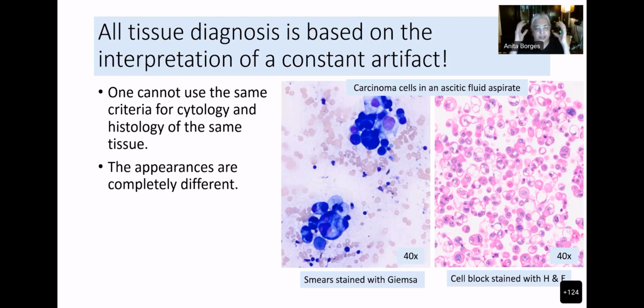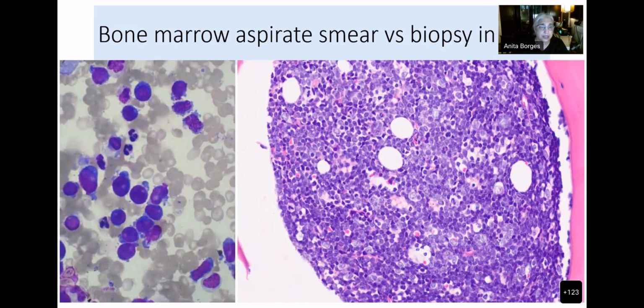So each one of us in our heads, when we are used to seeing tissues prepared in a way that there is an artifact, we set in our minds this constancy of the artifact, and therefore we are able to make diagnoses. This is true even of marrows. This is an ALL, and you can see what it looks like in a smear and what it looks like in the bone marrow. Now you may say, yeah, but these are good preparations. How do we know that they are good?